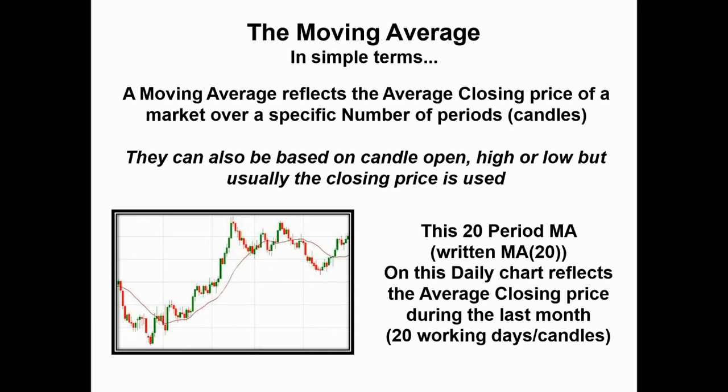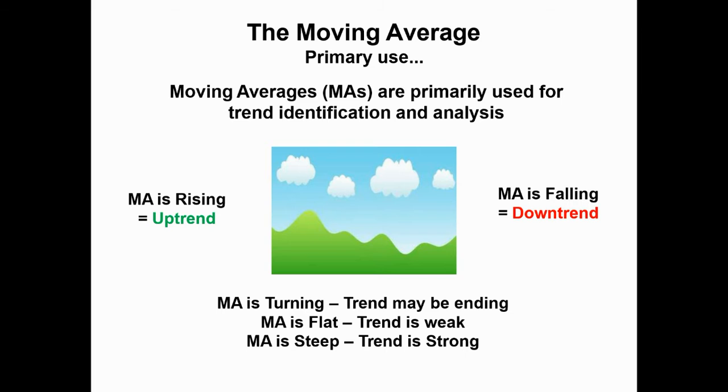So in this graph here, same as what I've mentioned on the previous graph, this 20 period MA, or written as MA quantity 20, on this daily chart reflects the average closing price during the last month. The last month will have 20 working days or candles, which is our period. The moving average is primarily used for trend identification and analysis. When we say trend identification, we would be able to see in the market which trend we need to go on to.